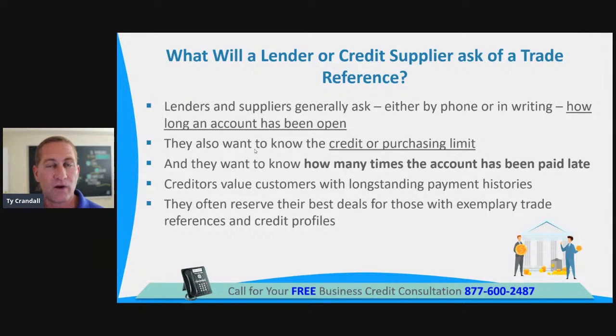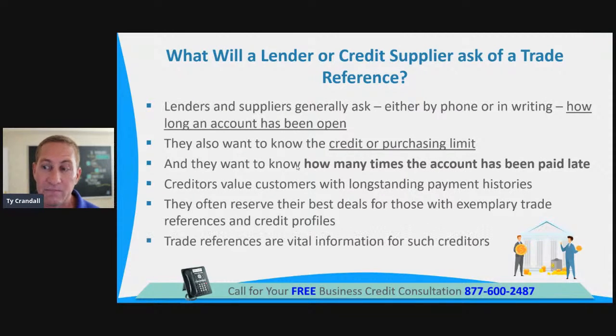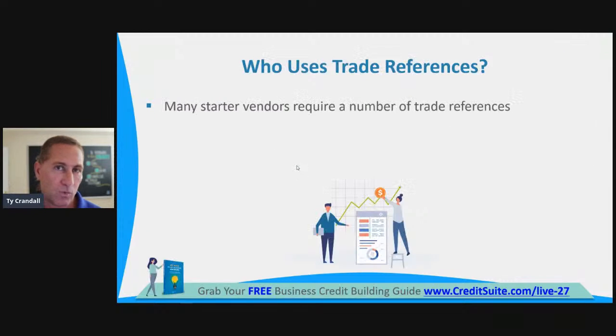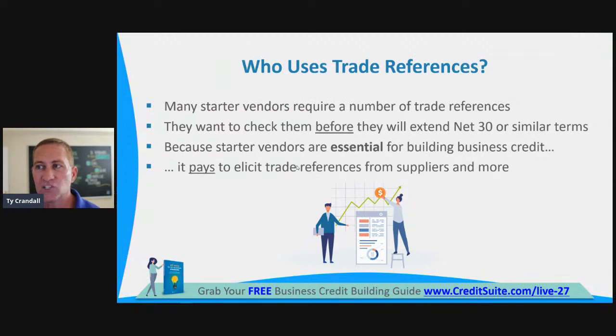You only want to add trade references where all of your payments were paid timely and positive, because if you had any negative payments to that credit issuer, they're going to be required by D&B to report your negative payments as well as your positive payments. So many starter vendors require a number of trade references. They want to check them before they'll extend credit, because starter vendors are essential for building business credit, and they're the first step. So this is one way you can help build your business credit.